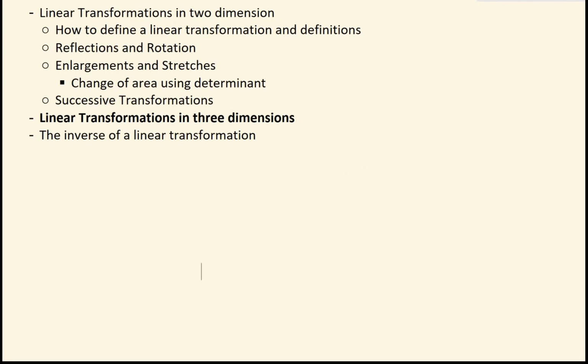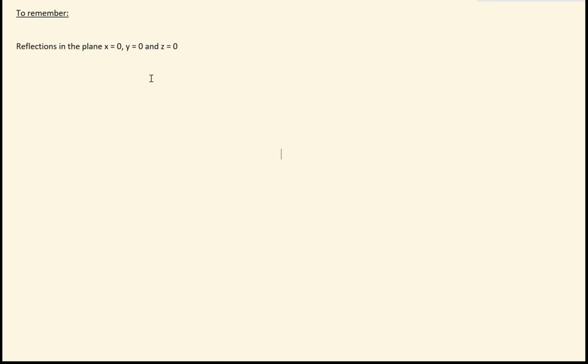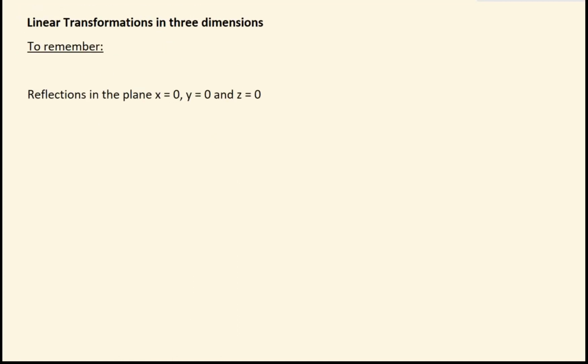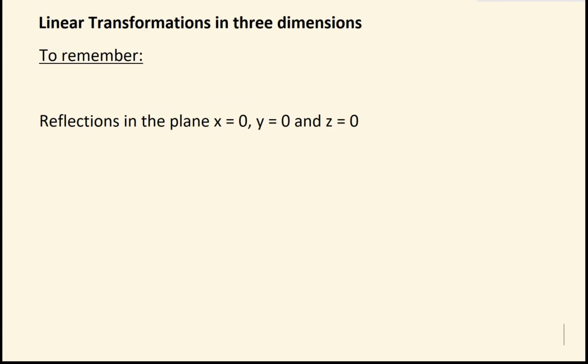Okay, now looking at linear transformations in 3 dimensions. This gets super complicated super quickly, so they've made it a really short chapter. What we would do is remember a few things. So to remember reflections in the planes x equals 0, y equals 0, and z equals 0.